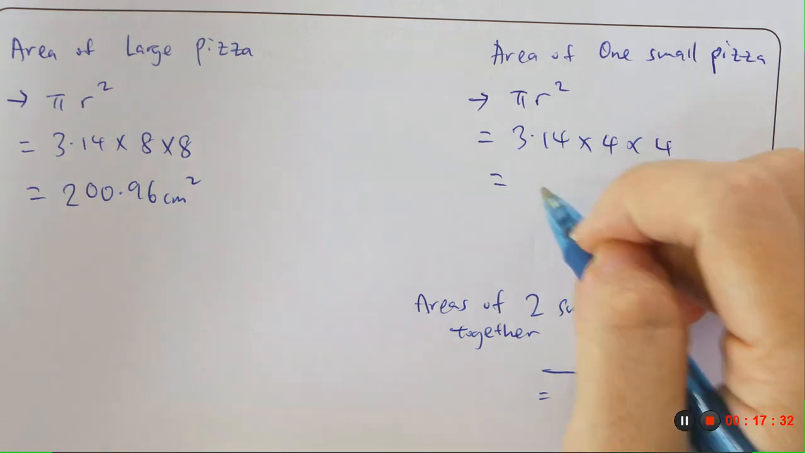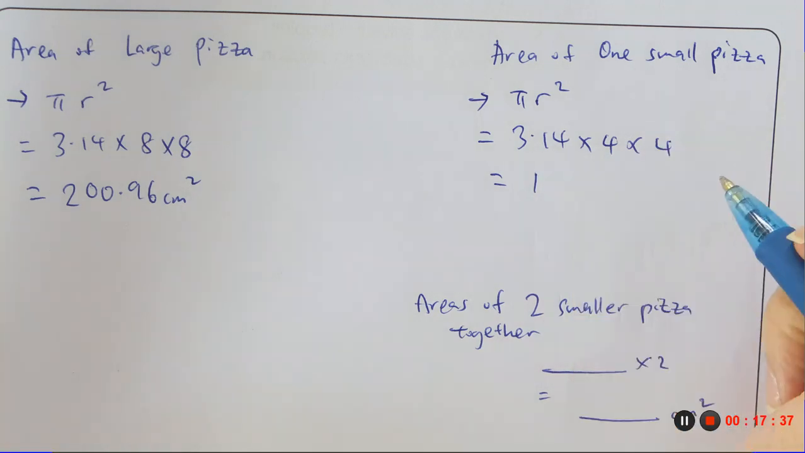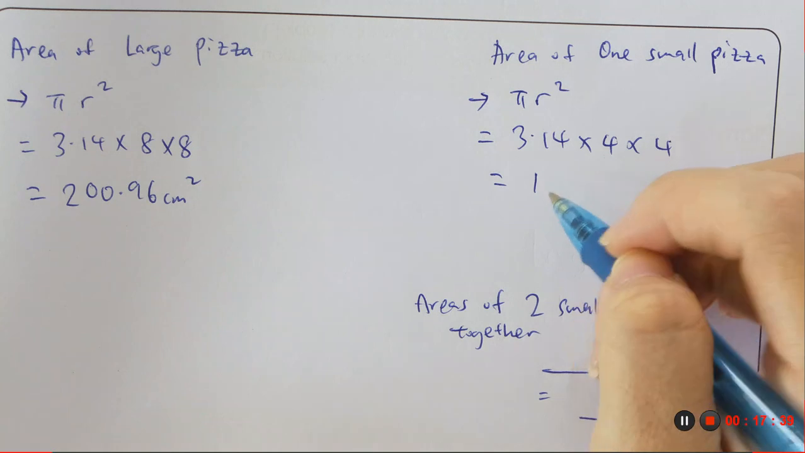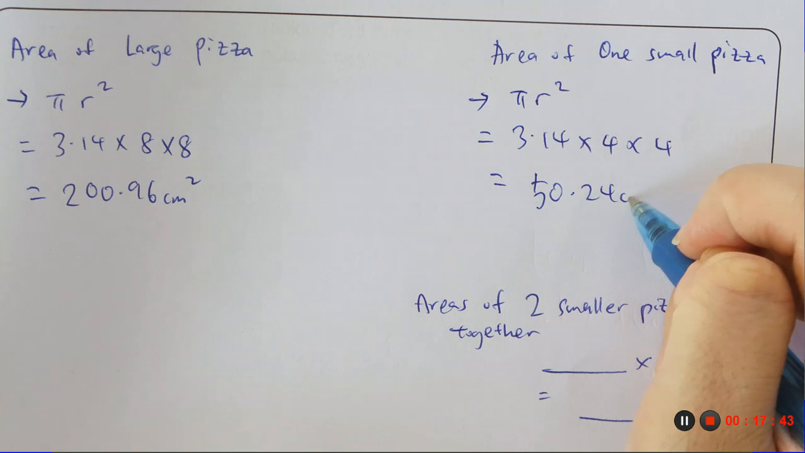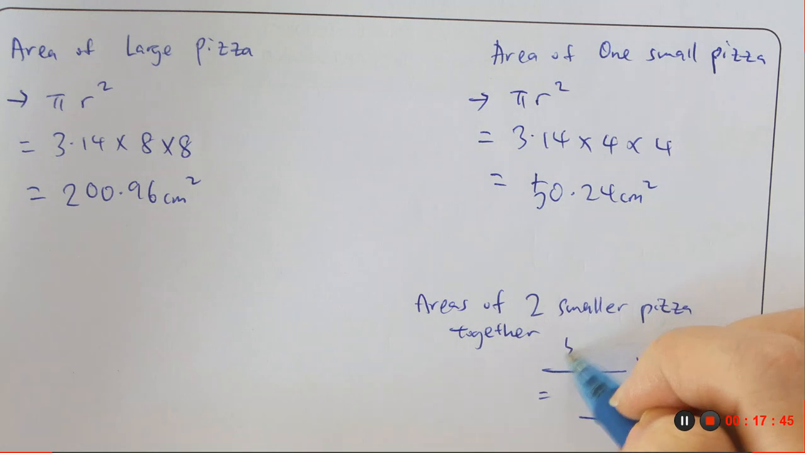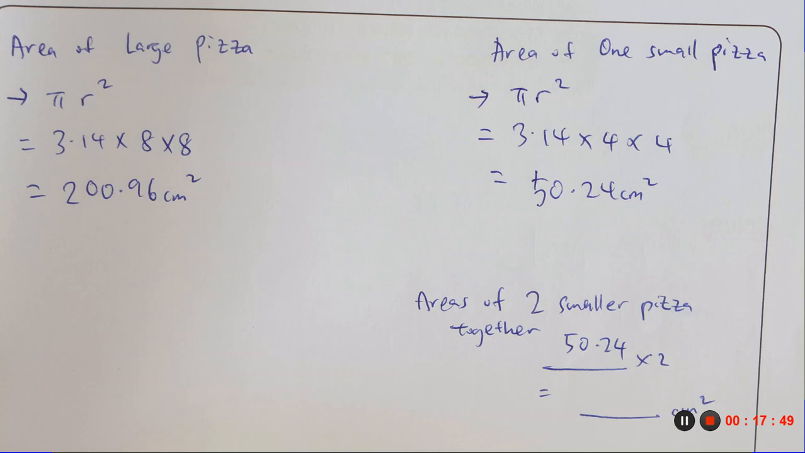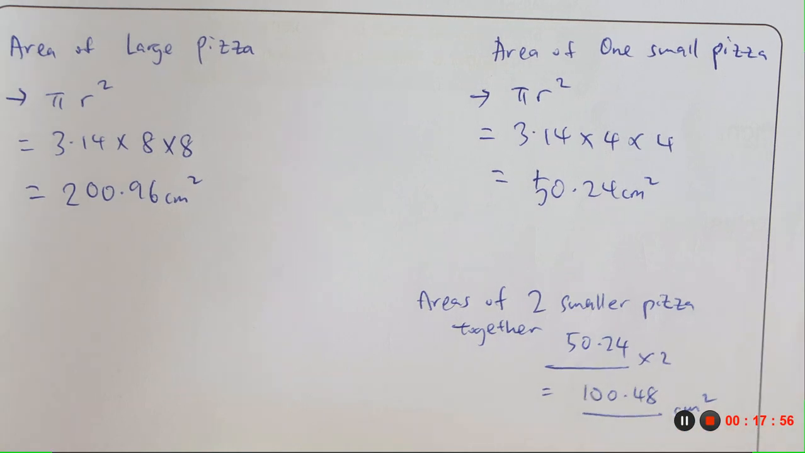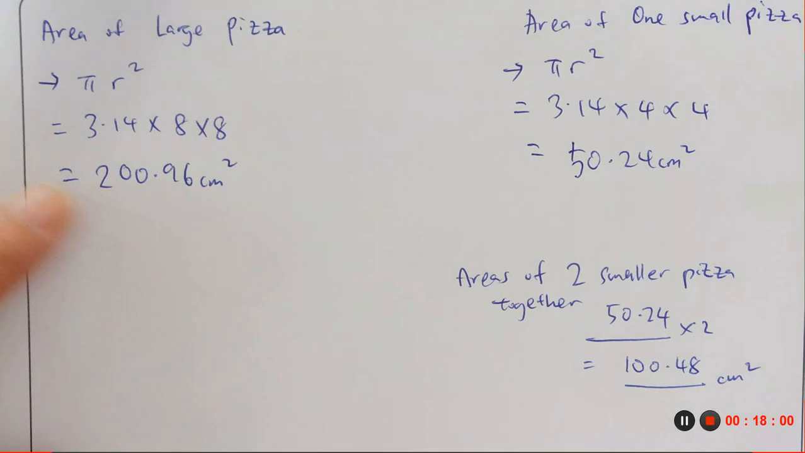15? Do you say 15? 50.24. Okay, then we need to times 2, which will be 100.48. Okay, so in this case, based on the measurements, the areas are different.